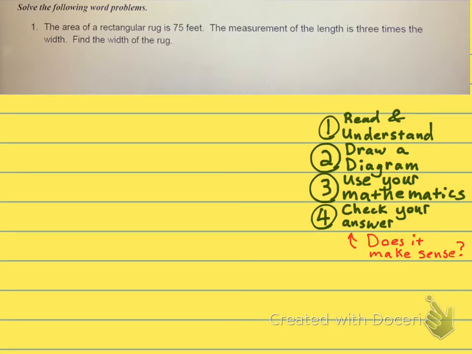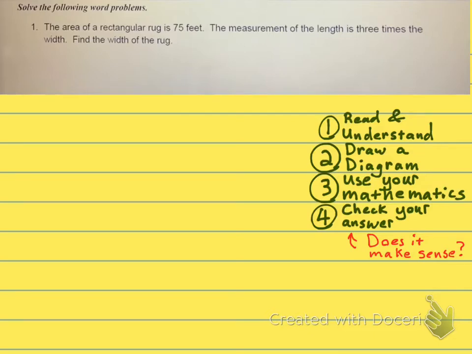All right, the area of a rectangular rug is 75 feet. The length is 3 times the width. Find the width of the rug. Okay, so they want the width of the rug, and what shape is it? It's rectangular. So let's move on to step 2.